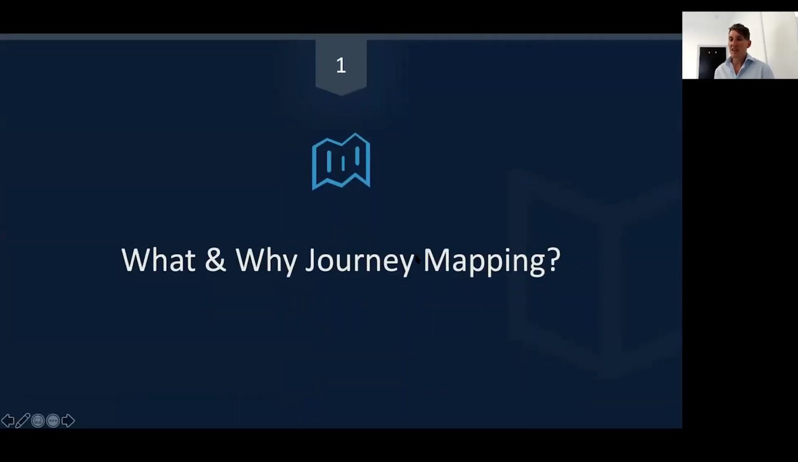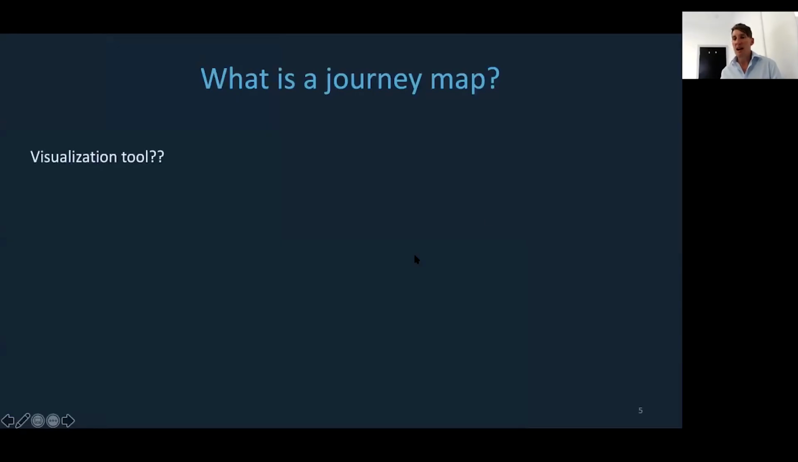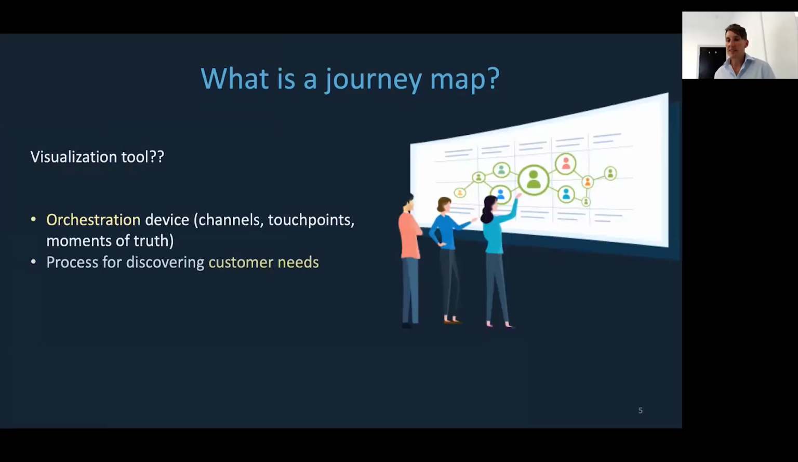So let's start out then, what a journey map is. Is it a visualization tool? When I first started using journey maps over a decade ago now, I thought they were a visualization tool. And what I realized is that they're more than that. They're a tool for orchestration.